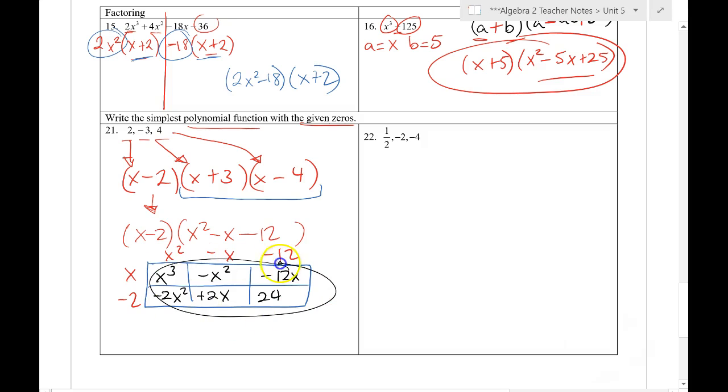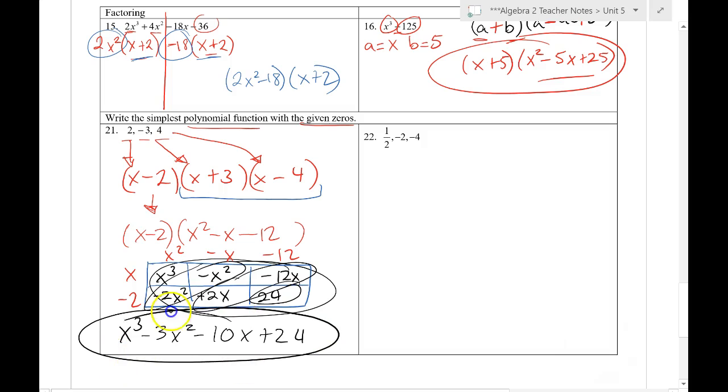And now you take all those terms you just found and add them up. If you'll notice, all the diagonals here happen to be matching terms, or like terms, I should say. So we can combine those. So we start with x cubed, and then negative 2x squared minus x squared is negative 3x squared. And then 2x minus 12x would be negative 10x. And then our last term, 24 plus 24. And there is our polynomial function.